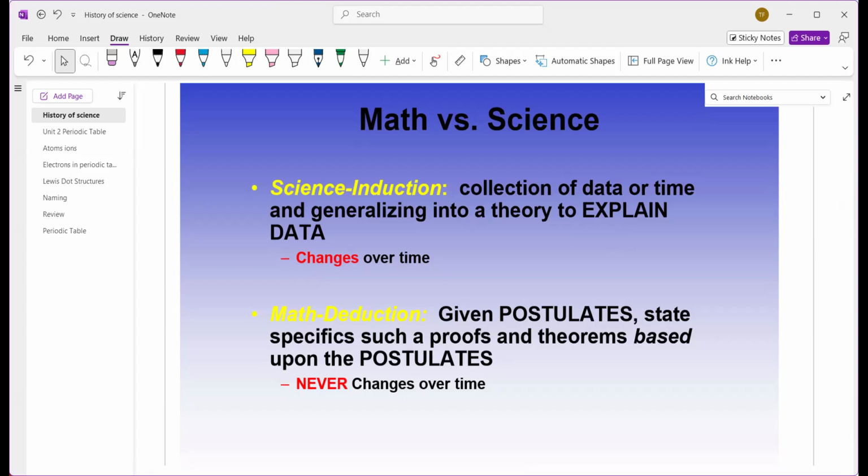Okay, so that's it for today. Tomorrow we're having our tests. Wednesday, I'm going to get into much more specifics on the periodic table in terms of electrons, neutrons, protons, how many, and what's going on with that.